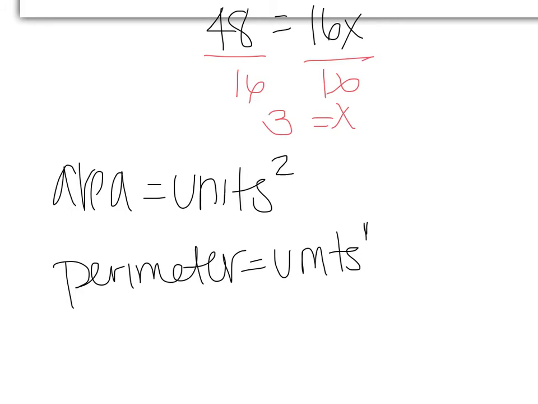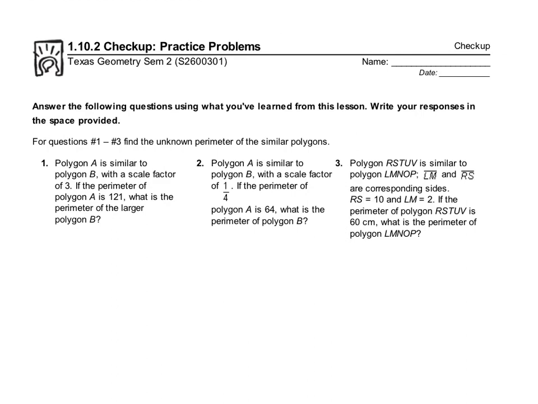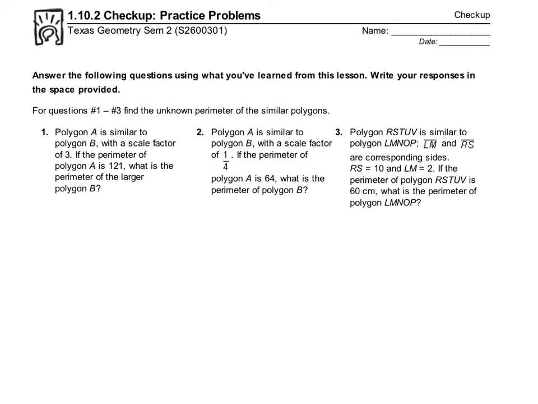And so that reminds me that my perimeter is just A over B equals A over B, but my area is going to be A squared over B squared equals area over area. Looking at a few examples, number 1, polygon A is similar to polygon B with a scale factor of 3. If the perimeter of A is 121, what is the perimeter of the larger polygon B?